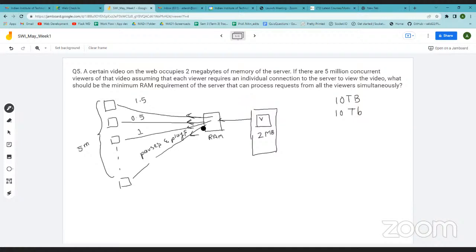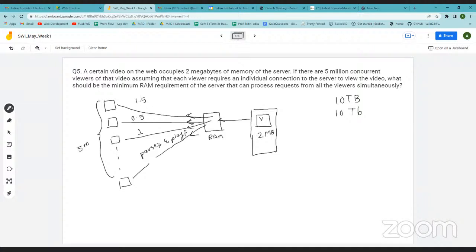If there are 5 million viewers, this RAM will have to process this video 5 million times in parallel. Why? Because there are concurrent viewers. It's not like one is finishing and the other is starting, right? So this RAM has to have a very big size. How much? We have to calculate that from the numbers given. What is the logic of calculating this number? This video has to be processed that many times in parallel as there are concurrent viewers.